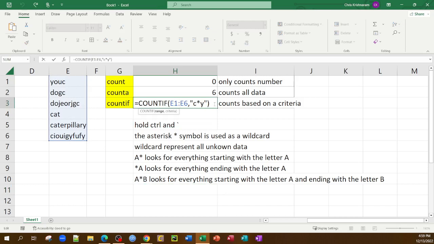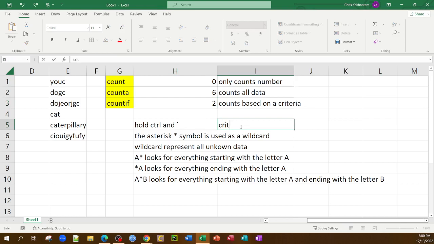Good. So far we looked at 3 count functions. We looked at count, which only counts numbers. We looked at count A, which counts all types of data, numbers, letters, symbols, everything. And then lastly, we looked at the count if. The count if looks for a criteria, looks at the data to see who matches the criteria. So remember, criteria basically means question.